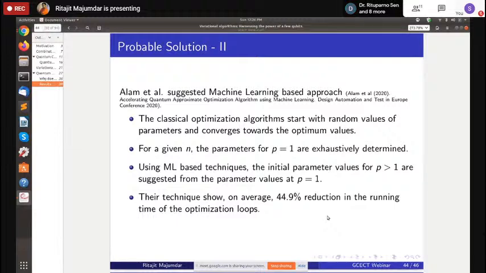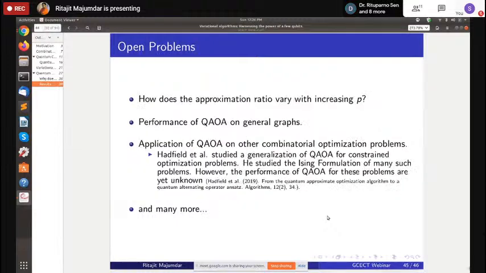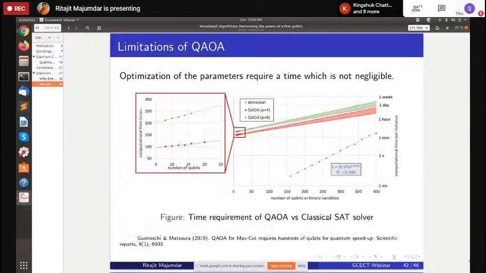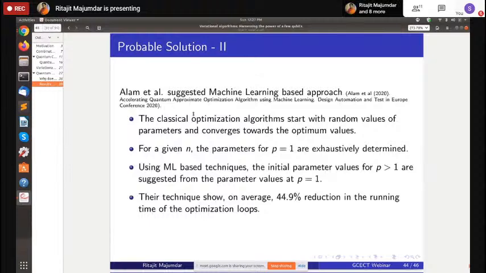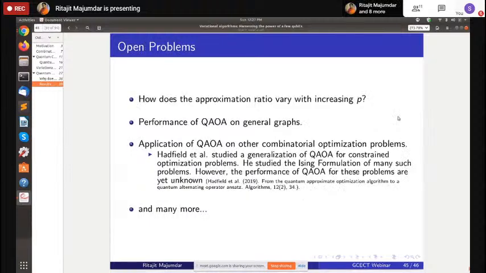So these are some solutions, and there are lots of open questions. If you have actually paid attention here, most of the papers that I am citing are from 2019 and even from 2020. So this is one of the very, very recent fields that people are working on. And there are lots of open questions, and in fact, maybe there are more unknown problems than known problems. For example, how does the approximation ratio vary with increasing p? This is a very interesting problem.